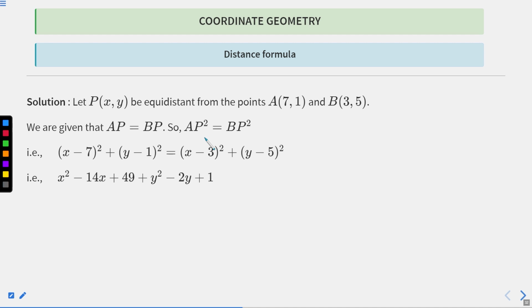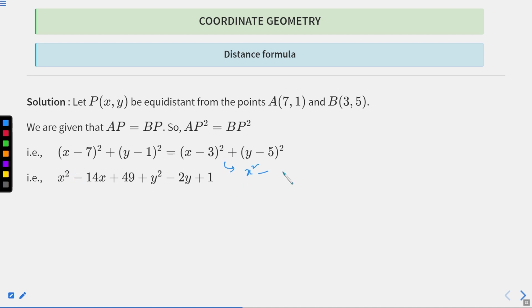Now we use the identity (x minus y) whole square equals x square minus 2xy plus y square. We can expand (x minus 7) whole square, (y minus 1) whole square, (x minus 3) whole square, and (y minus 5) whole square. If we expand them, we get a simplified equation. So here you can expand them.